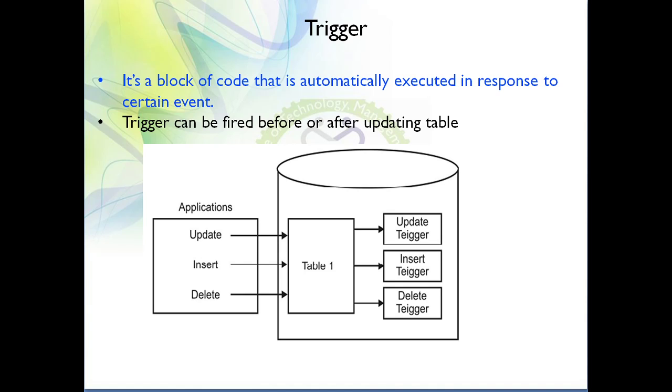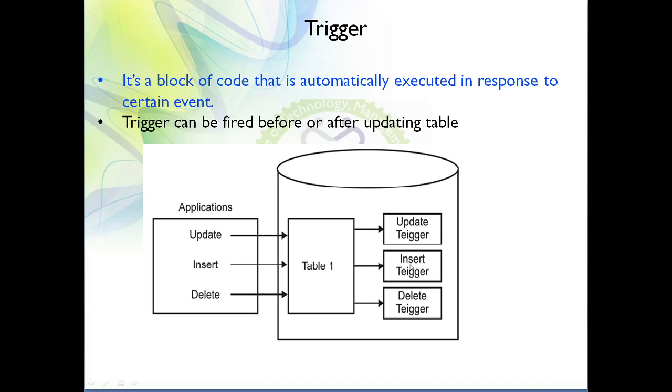So trigger can be fired before or after performing that operation. Let me make it clear that there are three events for which trigger can be applied on the table. First is insert, second one is update and third one is delete. In that case two options are available. Trigger can be fired before or after performing that operation on the table. Means before updating that particular data you should get a notification, or after performing the update you will get a notification. So these two things are possible. Trigger can be fired before or after updating a table.